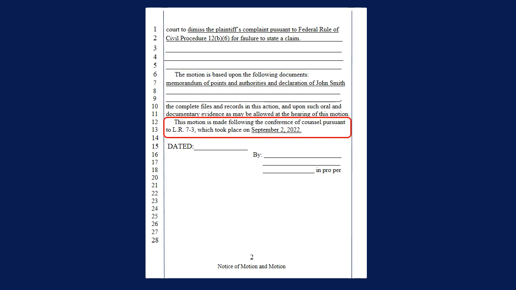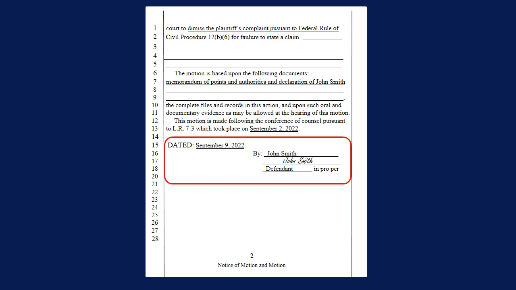Next, state the date you met and conferred with the opposing side. For more information about how to meet and confer, watch our video on this subject. You'll find a link to this video in the description box below. Lastly, date and sign the notice of motion. Since you will be filing the notice with all of your motion documents, this section should list the date you will actually file the motion with the court.